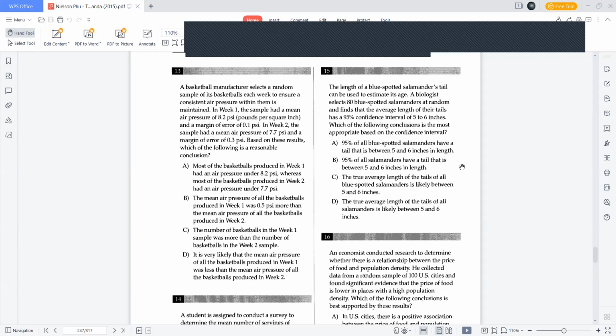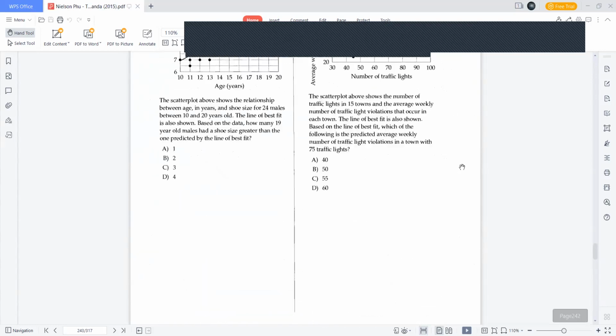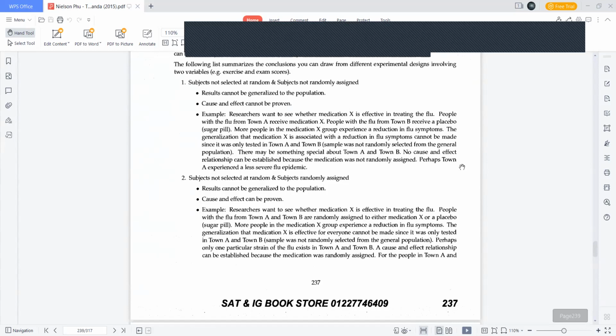All right. For one, we know that B is out, because it says "all salamanders," and our prompt says blue-spotted salamanders. Oh, you mean D is out? Yeah, D is out. And I would say A and B are out because, based on what I remember, that's not what confidence intervals are about. We can briefly touch upon it.